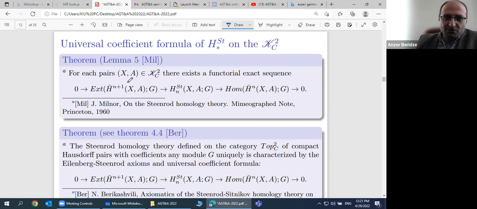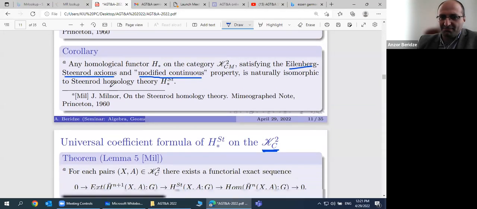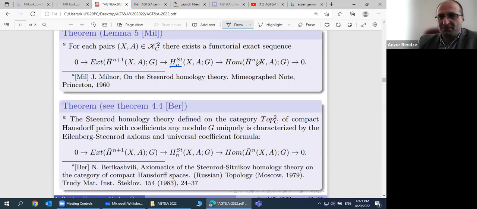Milnor, as I mentioned, Milnor constructed new homology theory on the category of compact topological spaces, not only compact metric topological spaces, but compact topological spaces. The formula, Milnor short exact sequence, was given only for compact metric topological spaces, but universal coefficient formula was given for compact topological spaces. Here is maybe Czech's cohomology or maybe Alexander Spanier's, does not matter, they are isomorphic.